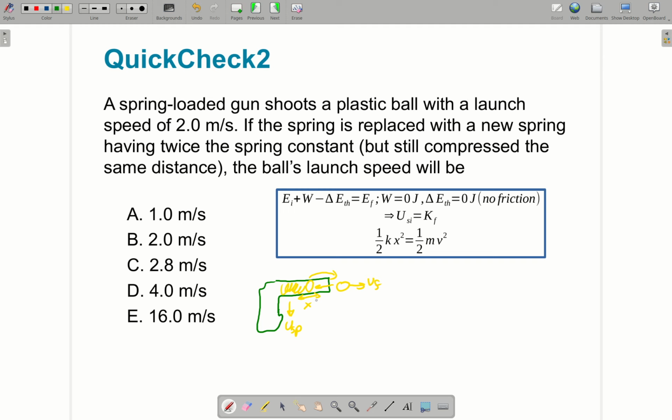So you compress the spring by an amount of X, let it go. It will push the ball with a final speed of 2 meters per second. Energy is conserved, so energy initial is equal to energy final. I am jumping into this. Notice no work done, no thermal energy change because friction is not mentioned. There is no friction, even if it's not mentioned. Let's put it here: there should not be any friction.